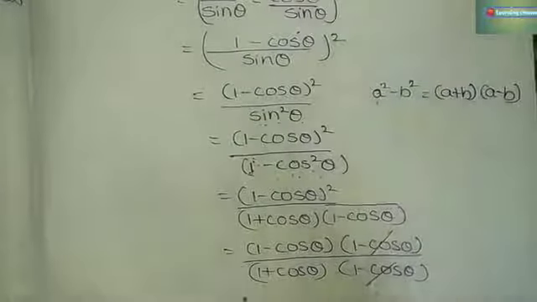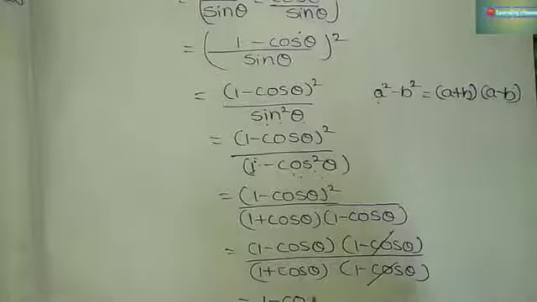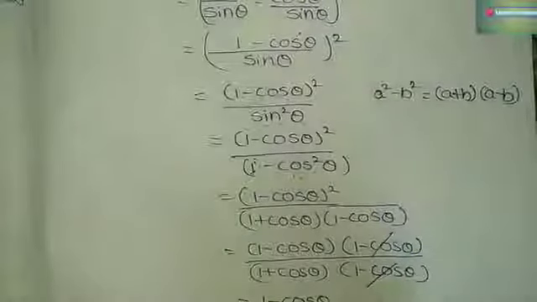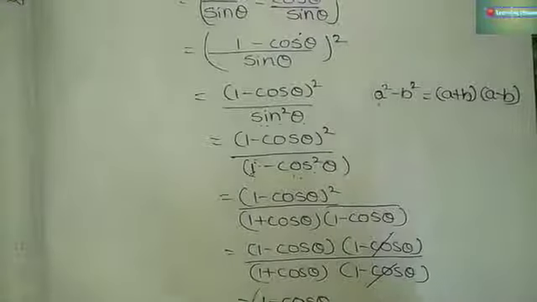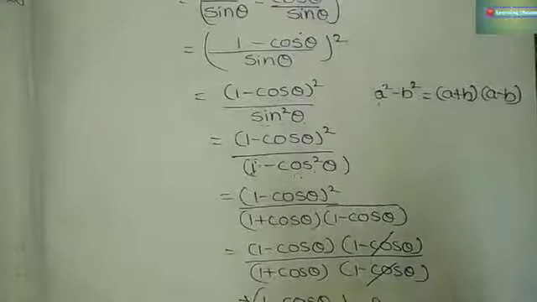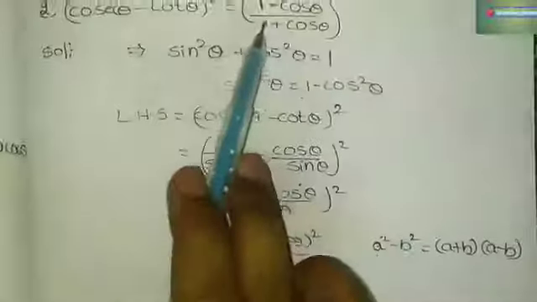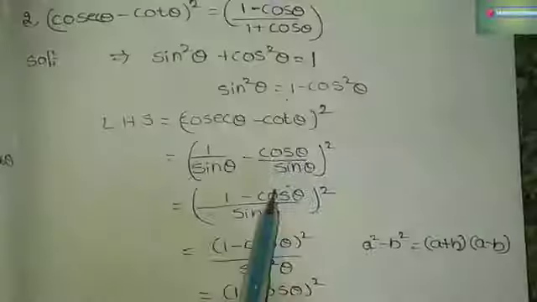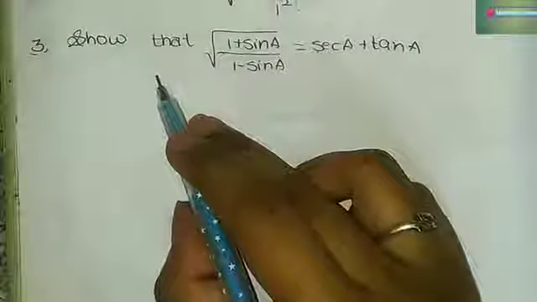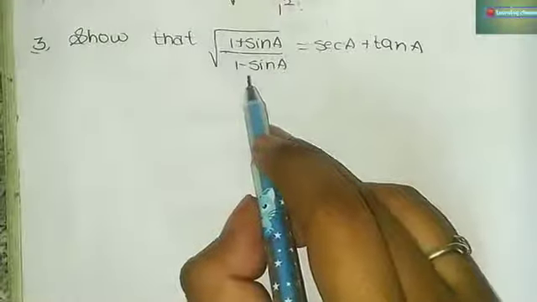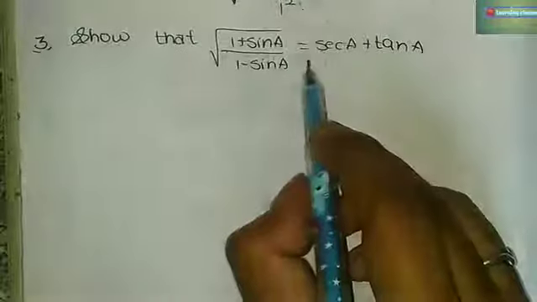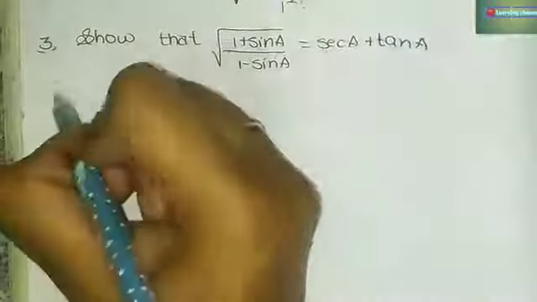Here it is in the form of a square minus b square, which is equal to a plus b, a minus b. 1 square is nothing but 1. So 1 square minus cos square theta. Let us expand it. 1 plus cos theta, 1 minus cos theta.